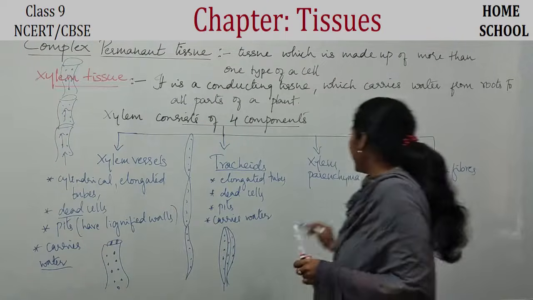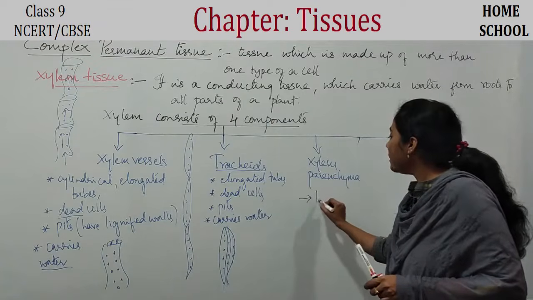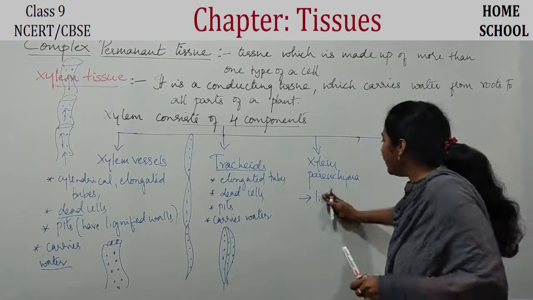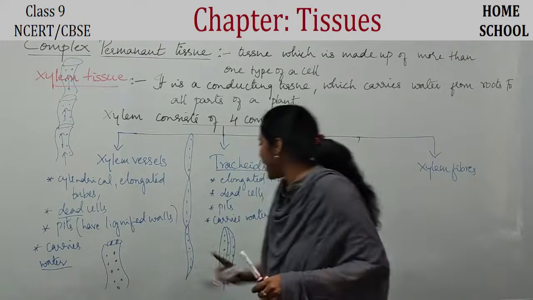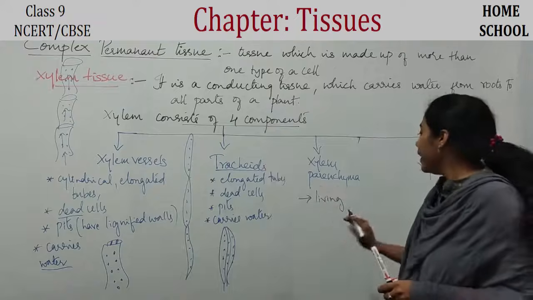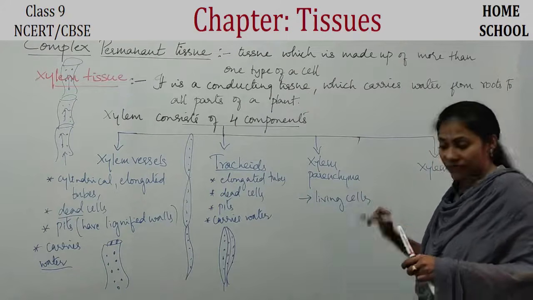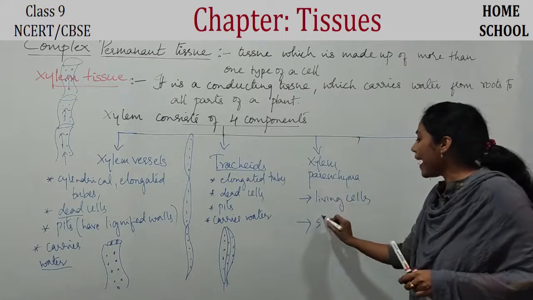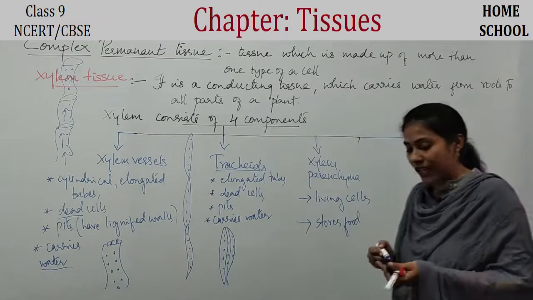Clear? And coming to xylem parenchyma. You know, xylem parenchyma is a living cell. It is actually a living cell. Remember, guys, tracheids are dead cells. Vessels are dead cells. Okay, but the xylem parenchyma are living cells. Okay, so what is the main purpose of xylem parenchyma? It actually stores food. It stores food, guys.